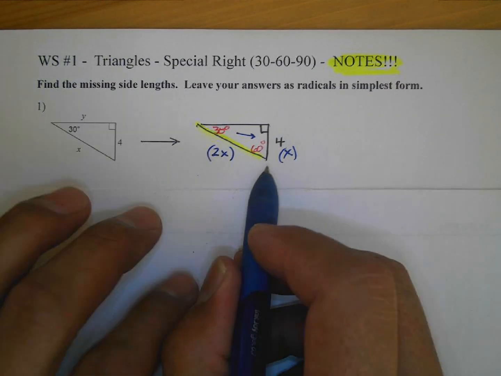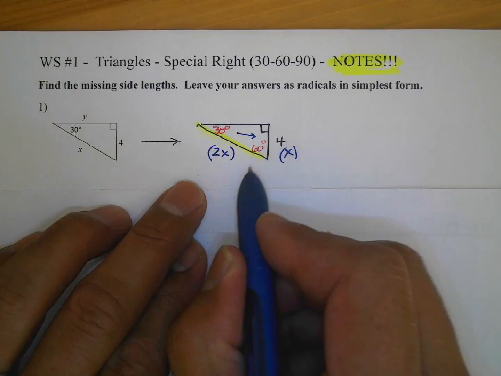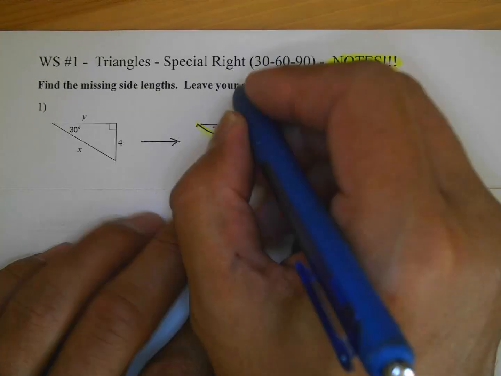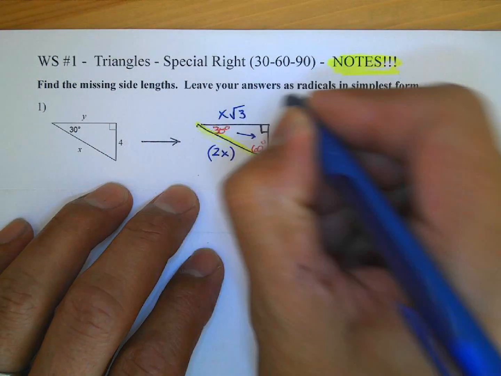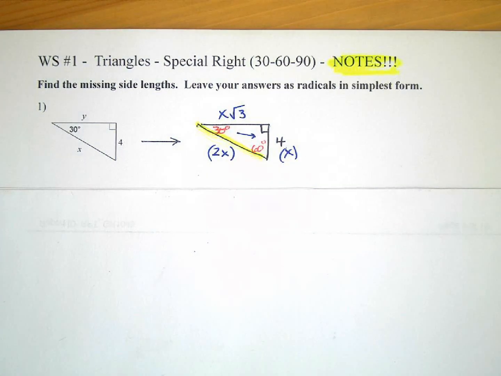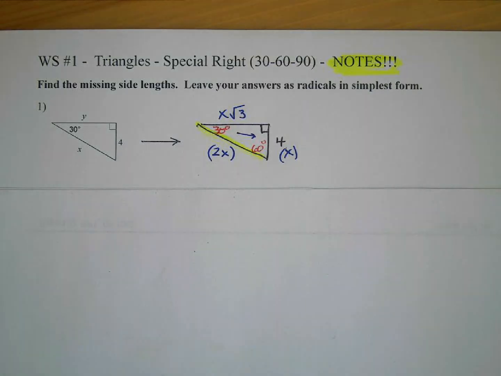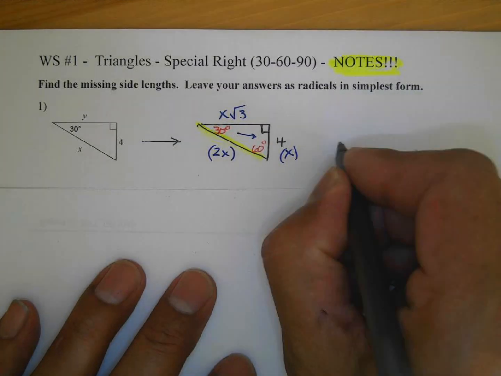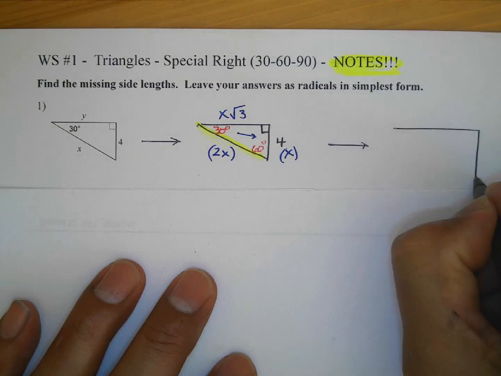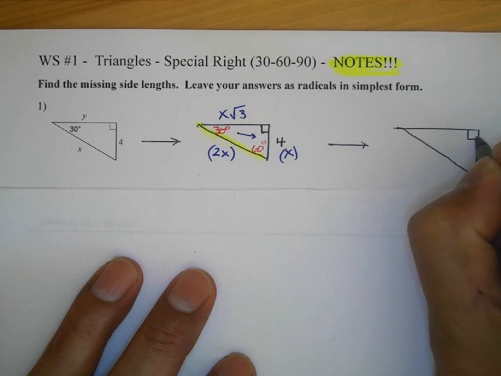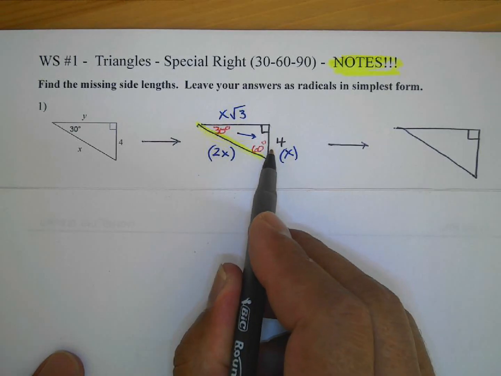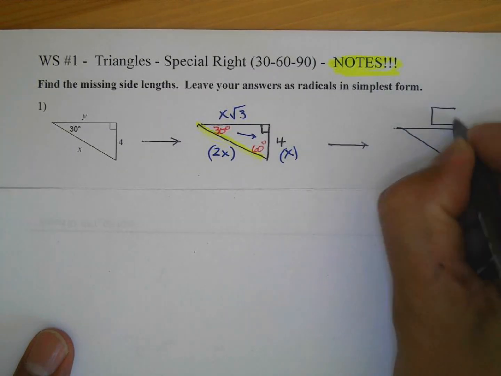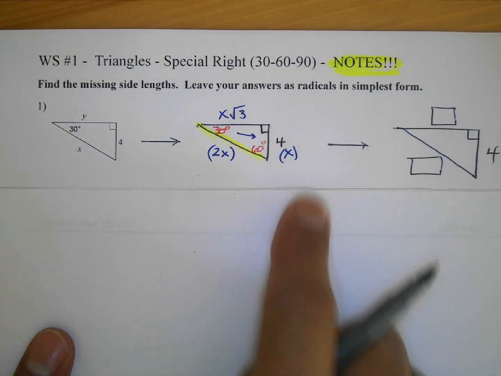I know we want to get answers already, but just wait. Let's label all the sides. This is x, this is 2x, we got that. This is x, which I know is 4. And then remember, the last one's x root 3. So now you're going to be able to find the measures of all the sides. This one's already given, I don't need to find it. This one's 4. You need to find this one, and you need to find this one.